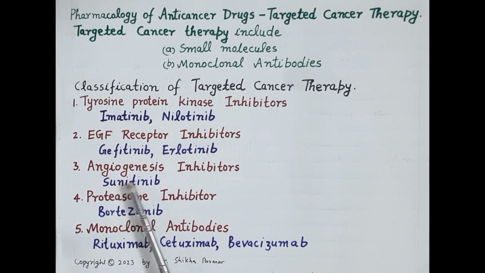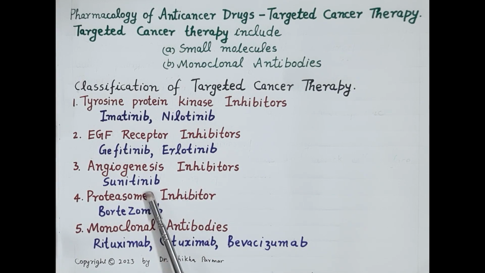Next category is angiogenesis inhibitors. The drug is sunitinib. It prevents growth of new blood vessels in the cancerous tissue. Another category is the proteasome inhibitors. Proteasome inhibitors induce apoptosis or programmed cell death of cancerous cells. The drug is bortezomib. Next category of targeted drugs are the monoclonal antibodies. They specifically bind to the antigens on the surface of cancer cells and mediate their destruction. For example, rituximab, cetuximab, then bevacizumab.